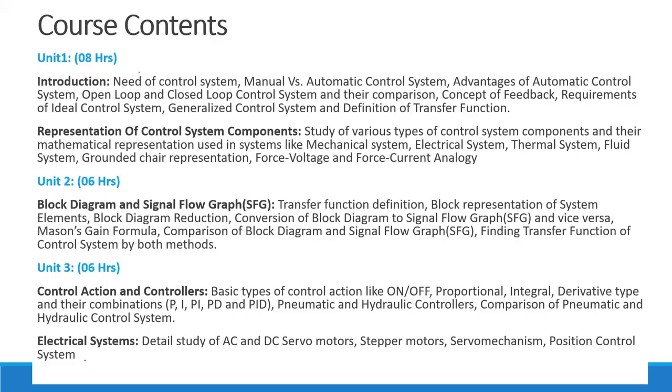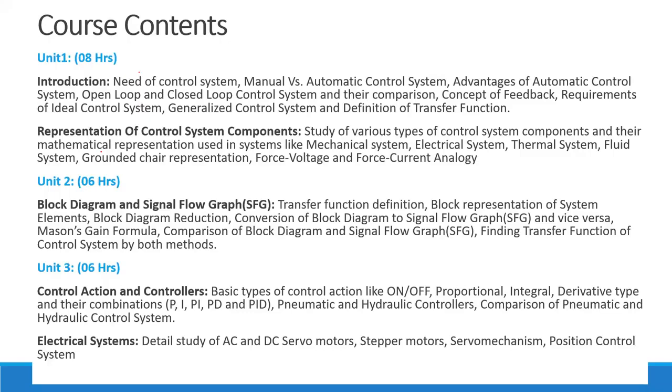So we will be studying some introductory part in this particular unit, like need of control system, what is automatic, what is manual control system, what are the various advantages of automatic control system, what is open loop, what is closed loop system. And then we will be studying the representation of control systems, like how to represent a mechanical system, how to represent an electrical system, how to represent thermal fluid system.